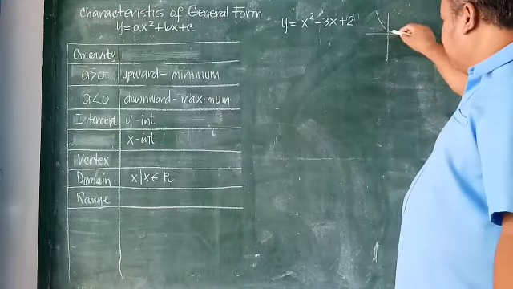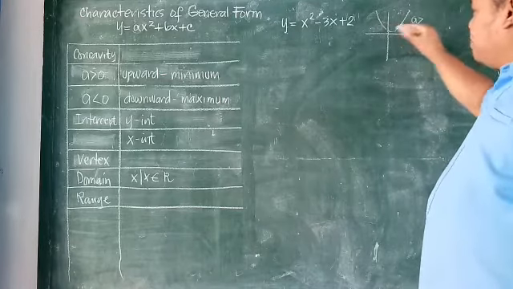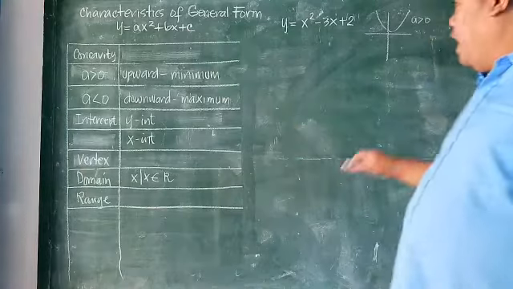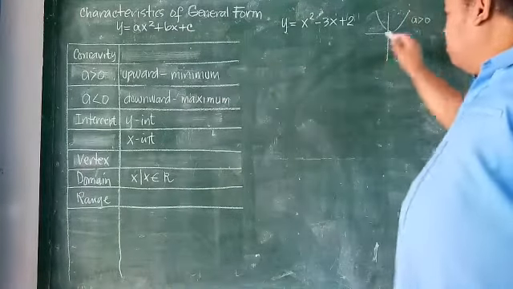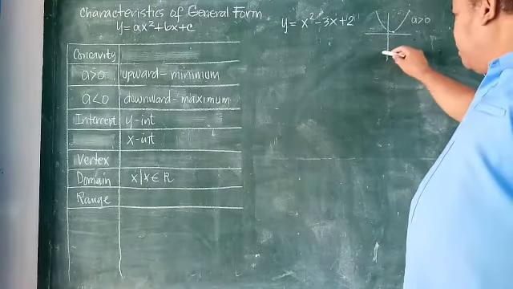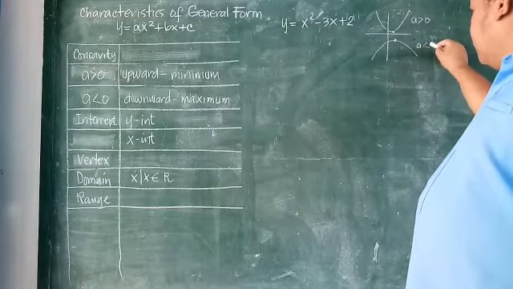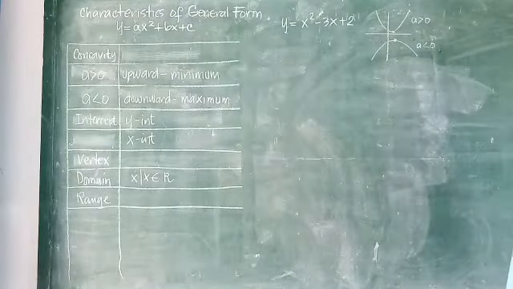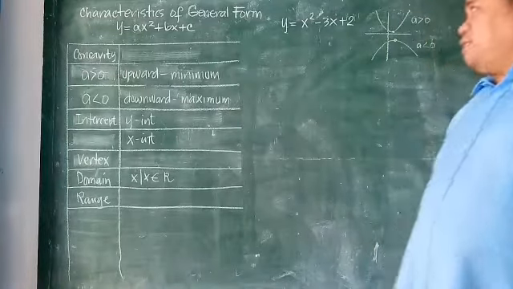If your graph opens upward, the value of a is greater than 0. Now, that is for the upward opening, and your graph is in the minimum state. Now, if your graph opens downward, the value of a is less than 0. And then, this kind of graph which opens downward, you are in the maximum state.